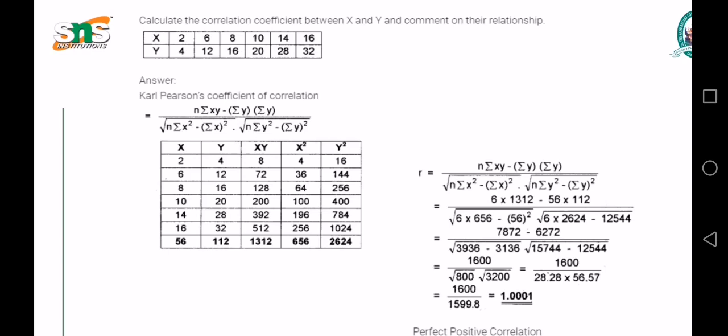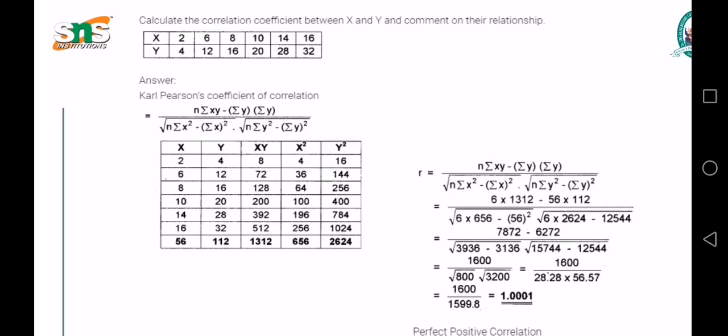Next we multiply the values x and y. xy: 2 fours are 8, 6 twelves are 72. Multiply all the x and y and add these values, we get summation of xy is equal to 1312. Then summation of x square. We take the values of x square: 2 square is 4, 6 square is 36, 8 square is 64, 10 square is 100, 12 square is 144, 16 square is 256. Add all this, we get summation of x square, that is 656. Like this, we find y square. Summation of y square is equal to 2624.